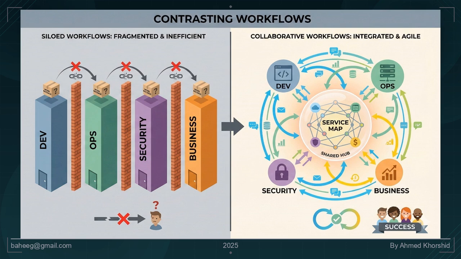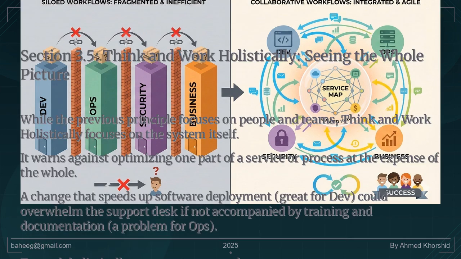Figure. Extra detailed AI-ready prompt for AI-generated diagram showing the contrast between siloed and collaborative workflows. The left side shows separate, opaque vertical towers, dev, ops, security, business, throwing work over the wall to the next, with red X marks at each handoff. The right side shows the same groups in a circle, with a transparent, central hub displaying a service map. Arrows of information and work flow freely between all groups, connected through the hub. Style, modern, flat design with clear metaphorical contrast.